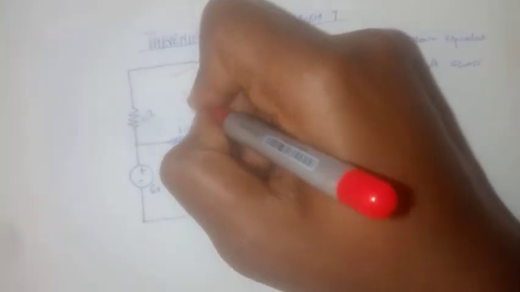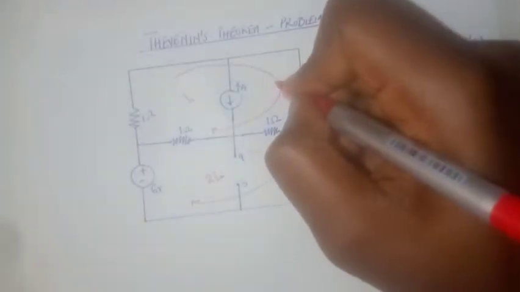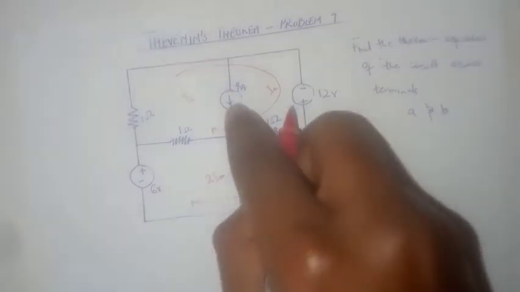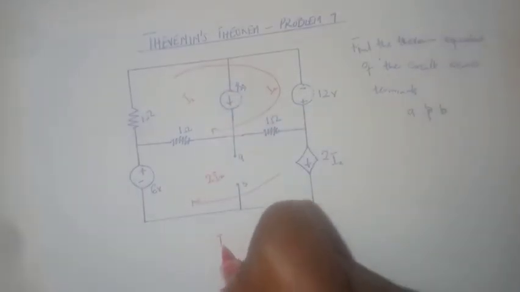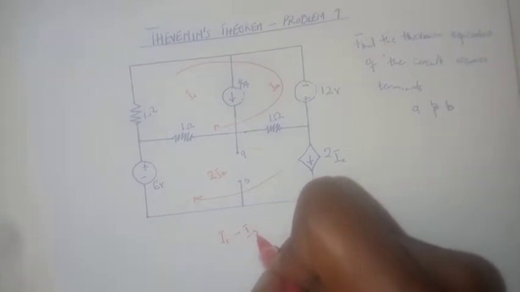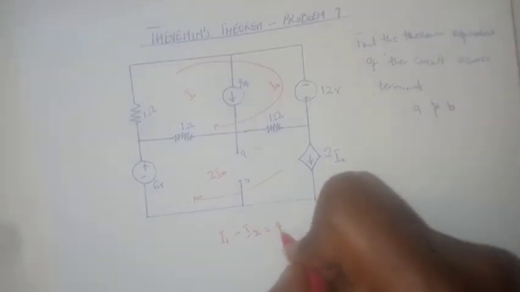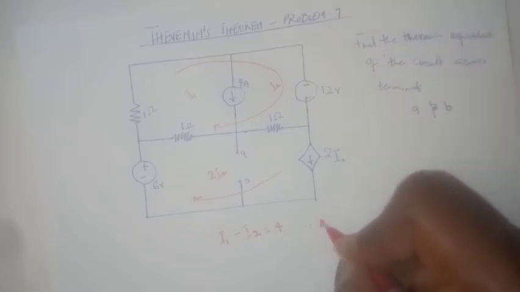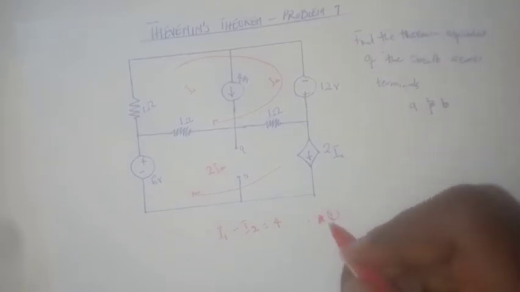Let's call this current I1. Let's call this current I2. And we know that I1 minus I2 is equal to 4 amperes. We can call that our first equation, equation 1.